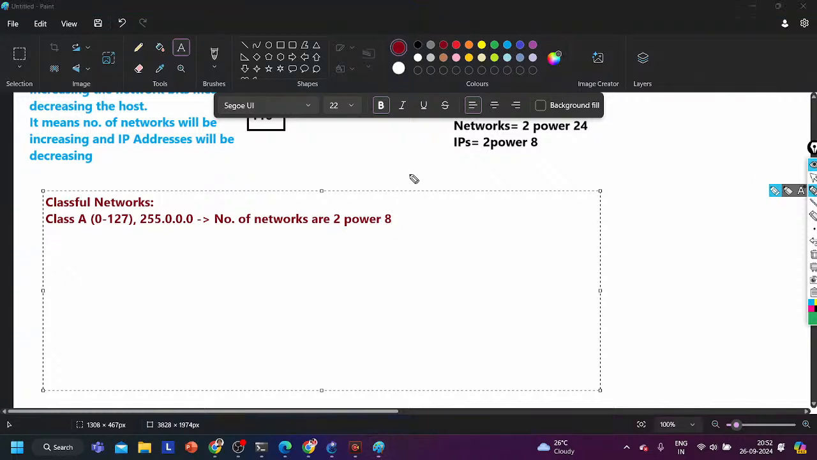Question was, how many networks can I design from class A, and the options are: option A 2 power 8, option B 2 power 7, option C 2 power 16, option D 2 to the power 21. So which option is right? Most of the people are saying 2 to the power 8, but this is again an incorrect answer. Correct answer is 2 power 7. Got it?